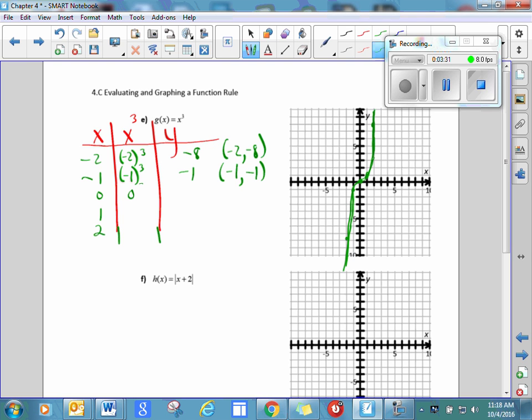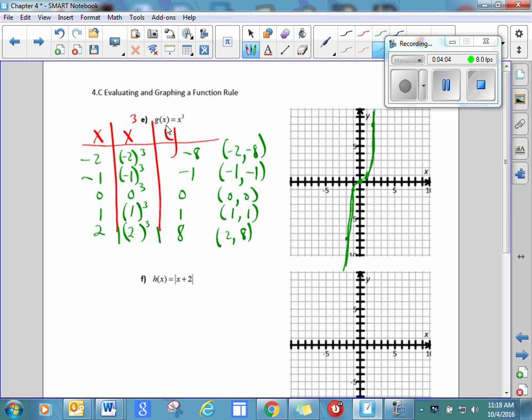When I cube 0, nice and easy. So zippo. When I cube 1, I get 1. And finally, when I cube 2, I get +8. So you might be seeing the pattern. Certainly you see the pattern because I've plotted it. But as you plot these points, you'll see that you've got a point down here, a point here, (0, 0), a point here, and a point there. These are not a series of straight lines that are connected.